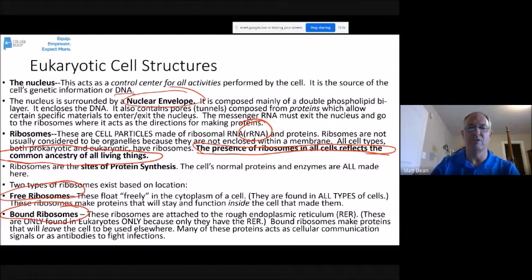Many of these proteins are cell signaling molecules, or they may also act as antibodies to help us fight off infections that are found all throughout our body.